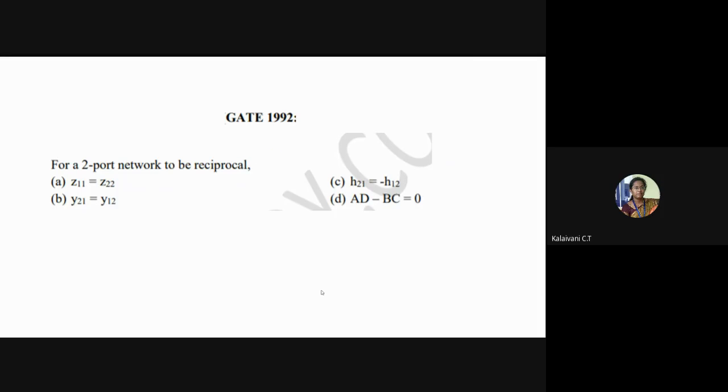So we'll see for this. For a two-port network to be reciprocal, Z11 is equal to Z21, Y21 is equal to Y12, H21 is equal to minus H12, AD minus BC is equal to 0. So what will be the condition? And the Y parameter condition we just analyzed. So the condition will be Y21 is equal to Y12. What is the condition for the H parameter? H21 is equal to minus H12. So the answer will be 2. One is B and the other is C.